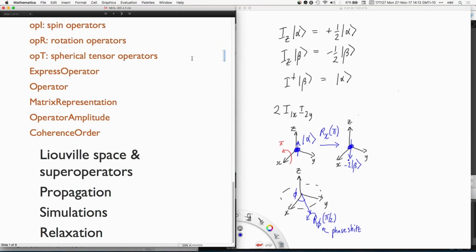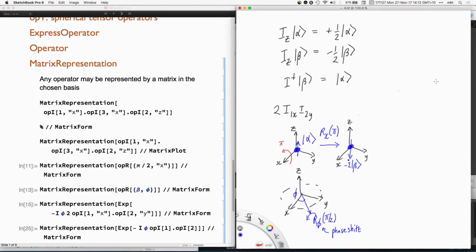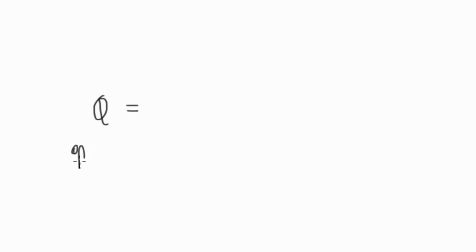Now let's just look briefly at some of the things we can do with operators. I think I'm going to look first at matrix representations of operators. So the way this goes is you can express any operator as a matrix.